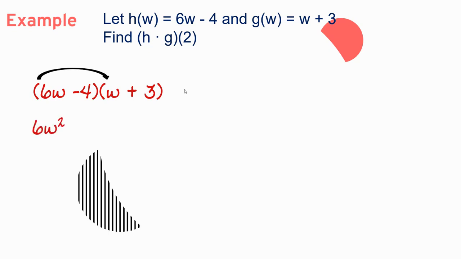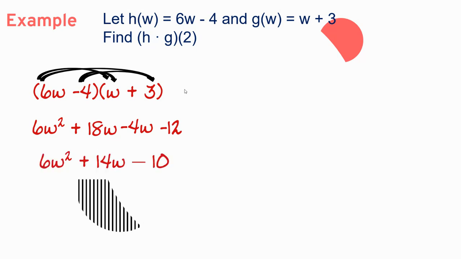6w times w gives me 6w squared. 6w times 3 equals 18w. Make sure you multiply every term. Negative 4 times w gives me negative 4w. Negative 4 times 3 is negative 12. Combine like terms: 6w squared plus 14w minus 10.